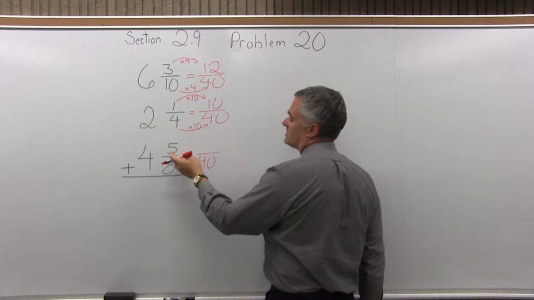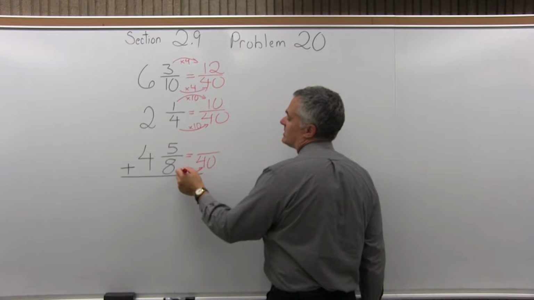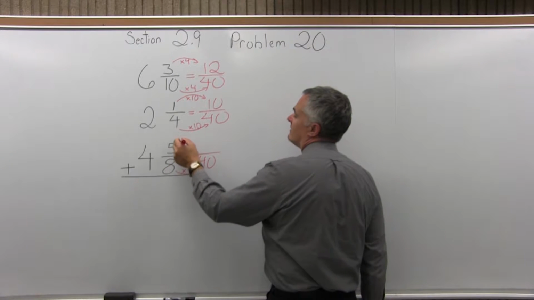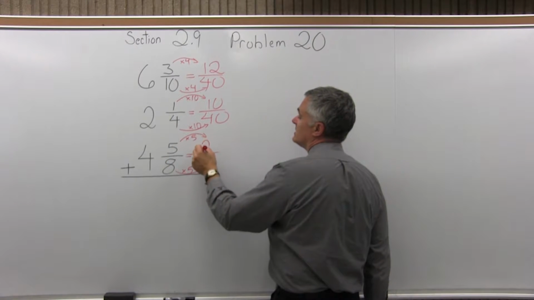And now finally the lowest fraction, the 5/8. So 8 times something is 40. 8 times 5 is 40. So the numerator must be multiplied times the same amount, times 5. 5 times 5 is 25.